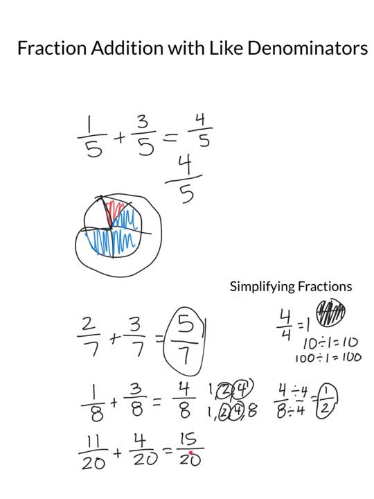Let's try the same thing on this next one. What numbers can I divide 15 by? 1, 15, 3, 5, how about 20? 1 and 20, 2 and 10, 4 and 5. So what are numbers I can divide both by?